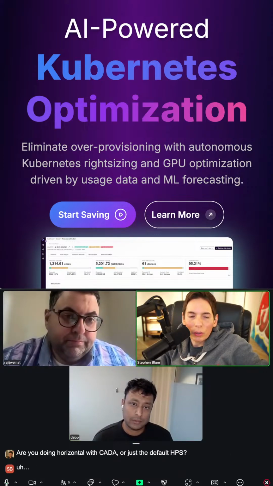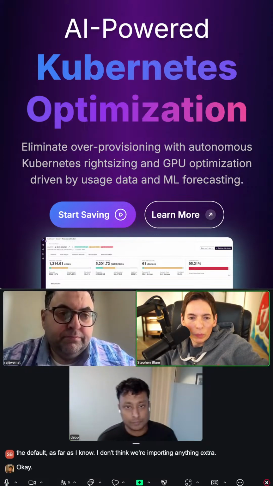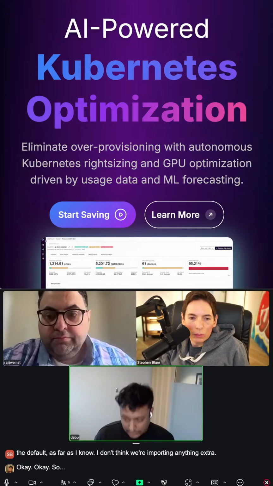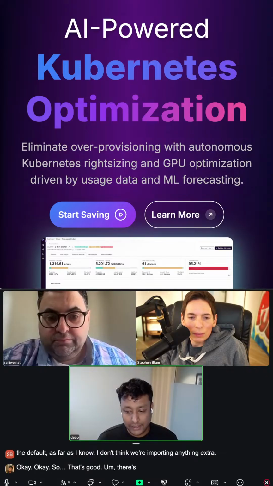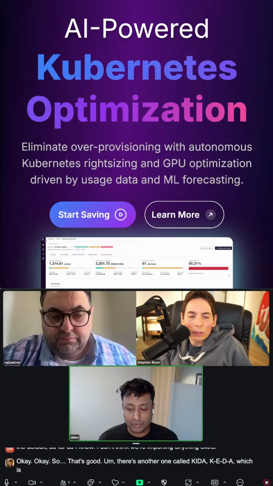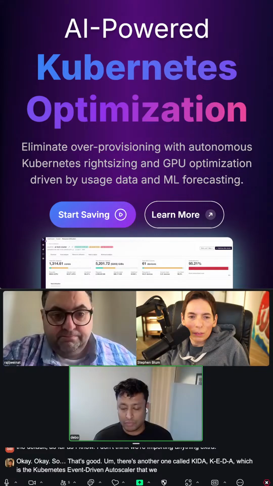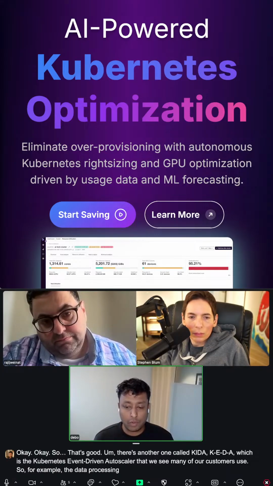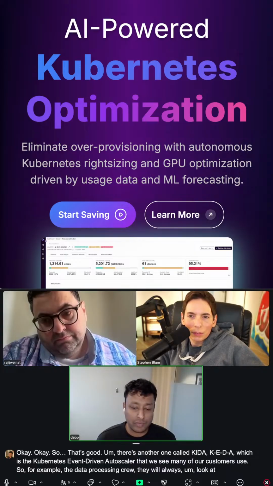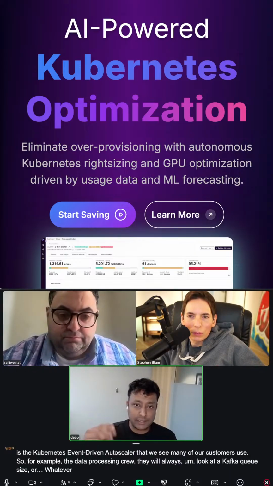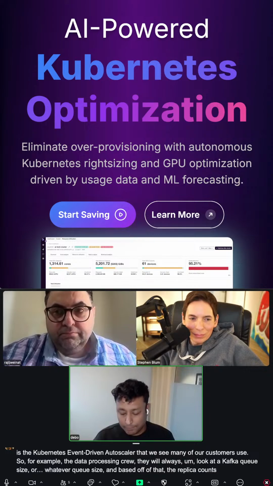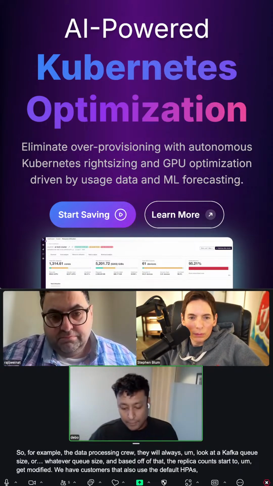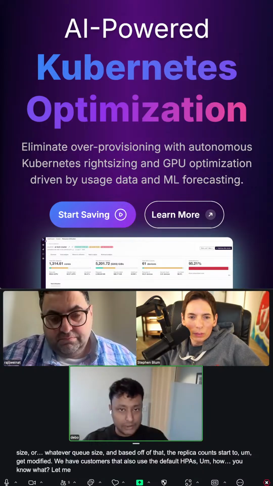The default, as far as I know. I don't think we're importing anything extra. Okay. So that's good. There's another one called KEDA, the Kubernetes event-driven autoscaler, that we see many of our customers use. For example, the data processing crew will look at a Kafka queue size or whatever queue size, and based off of that, the replica counts get modified. We have customers that also use the default HPAs. You know what? Let me just share my screen.